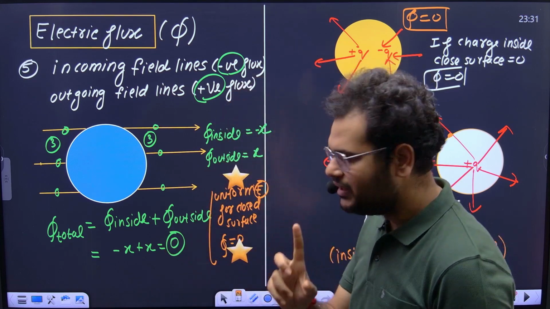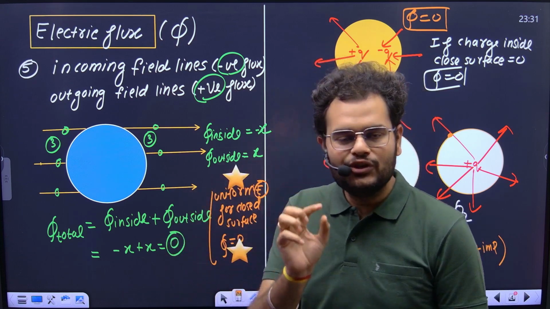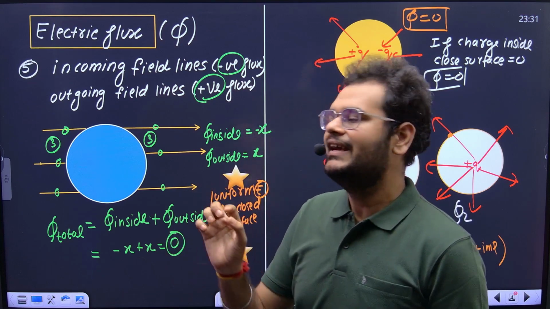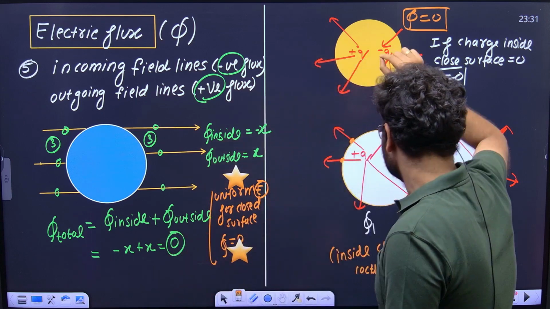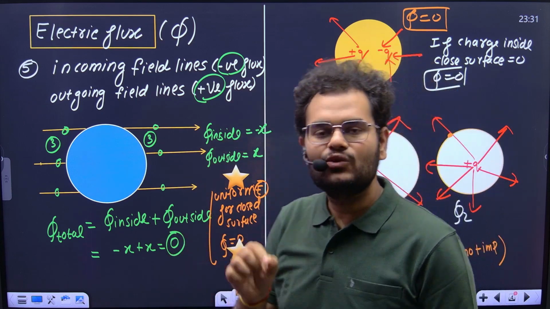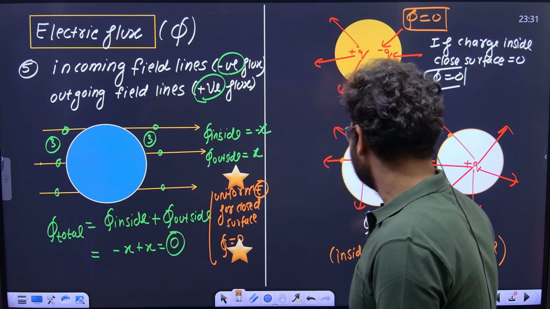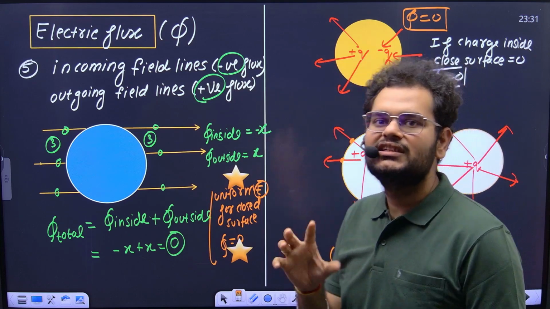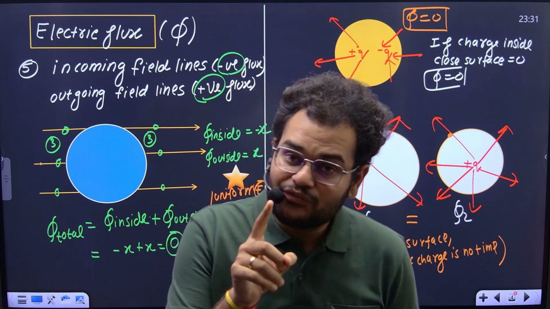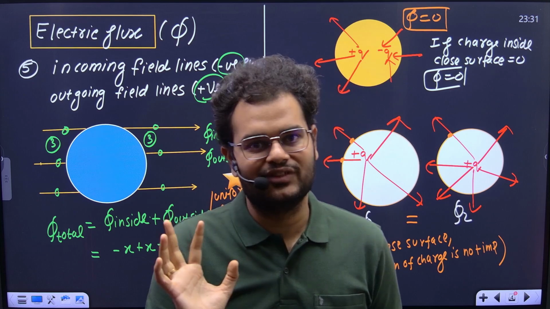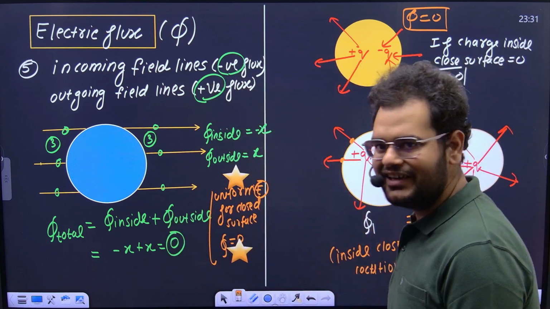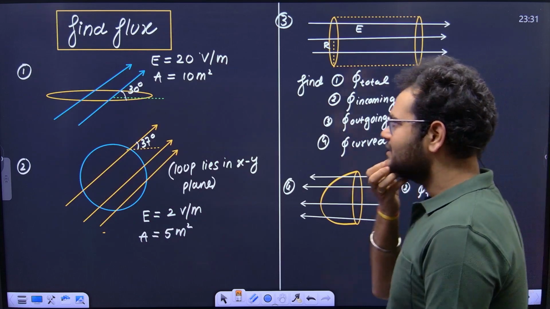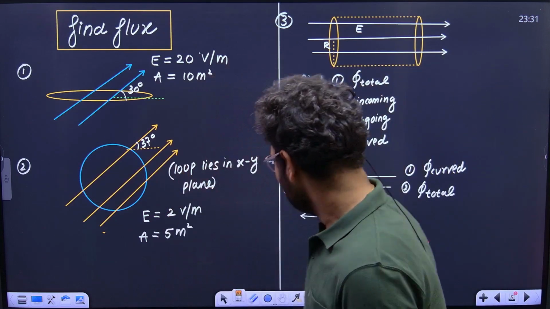What is number one? Number one is in a uniform electric field, if there is a closed surface, always flux is 0. If there is no net charge inside the closed surface, flux is 0. And third, the location of charge does not matter for calculation of flux inside a closed surface. These are things you are going to learn in Gauss law. Are you getting it? Okay, very good. Let's try and solve some numerical. Are you ready? Yes, sir, we are ready.